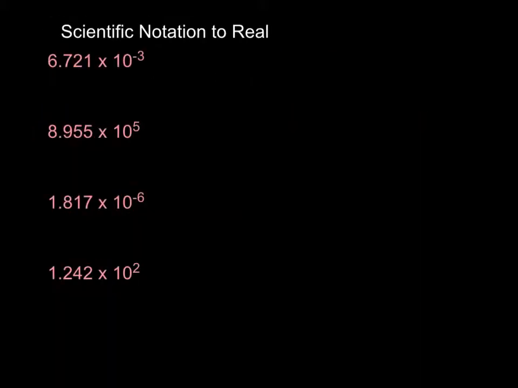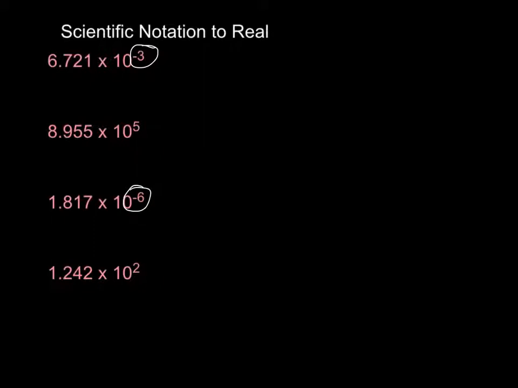So when we convert numbers in scientific notation to real numbers, if you look at the exponent, that's going to tell you whether your number is less than 1 or greater than 1. If you have a negative exponent, is your number less than 1 or greater than 1? Less than 1, right, for this first one. How about the second one? More than 1. How about the third one? Less than 1. And this last one? More than 1.